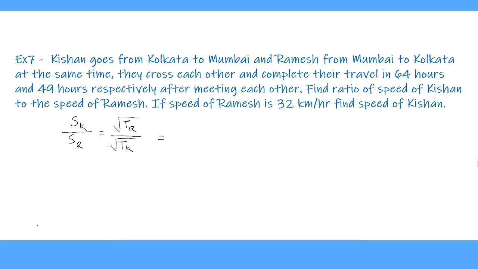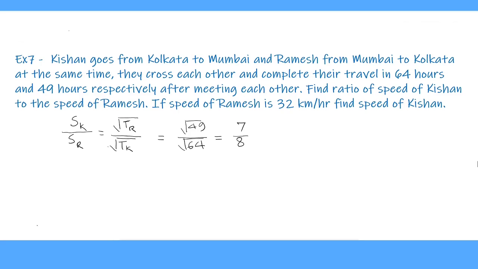So this is equal to, the time of Kishan is 64 and time of Ramesh is 49. So we write time of Ramesh first on numerator, which is 49, upon time of Kishan, which is 64. This is equal to 7 upon 8. So the ratio of speed of Kishan to speed of Ramesh is equal to 7 upon 8 or 7 ratio 8.